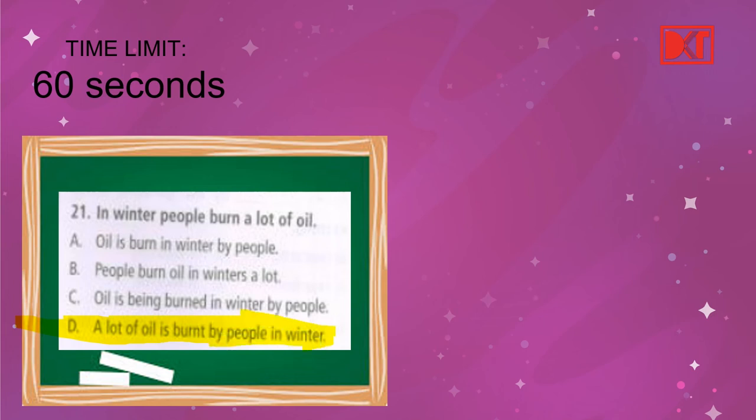Let's see how. Now here we're talking about in winter, people burn. So people is the subject and yahan pe subject tha in this sentence mein, object ban gaya. Then burn a lot of oil. This was the object. Now this has become the subject. And accordingly, we have changed the tense also. Humne past participle laga diya hai and auxiliary verb aa gaya and by aa gaya. And in winter to same hi raha. Alright.